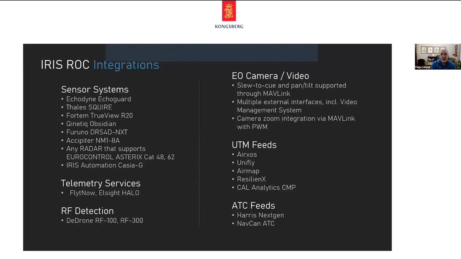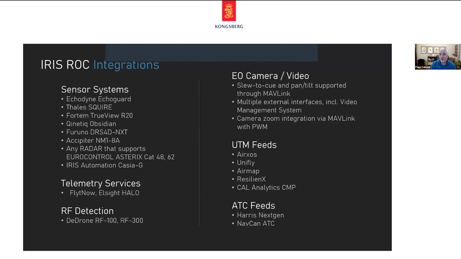This long list, I won't go through each item, but you can see the different types of sensor and data feeds that we've brought into IRIS and various integrations for various clients. So there's various sensor types. There's telemetry services like FlightNow and the Elsight Halo, our recent integrations, RF detection systems, which is more on the counter-UAS side, and EO/IR cameras. We've controlled sensors and cameras through IRIS that in one case was on a tethered drone system. We were controlling the sensors through the IRIS UI. There are different types of UTM feeds and live ATC feeds like the Harris NextGen feed for the US or the NAV CANADA feed for Canada.